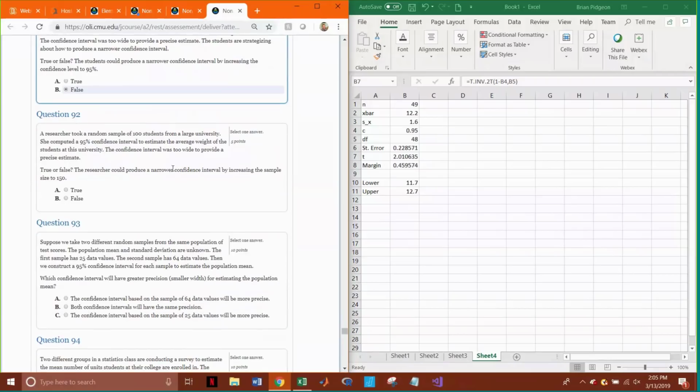The researcher could produce a narrower confidence interval by increasing the sample size to 150. That is true. If we're going from 100 to 150, our margin of error will decrease.